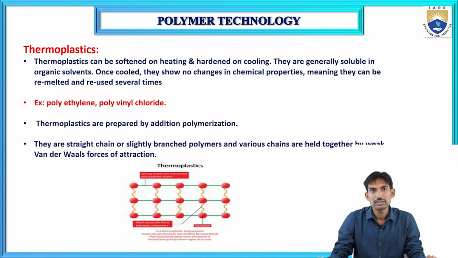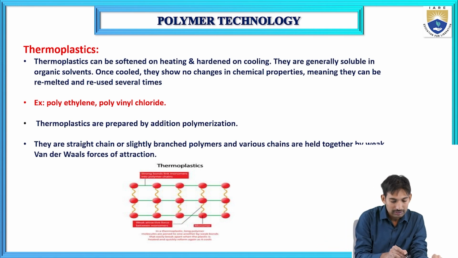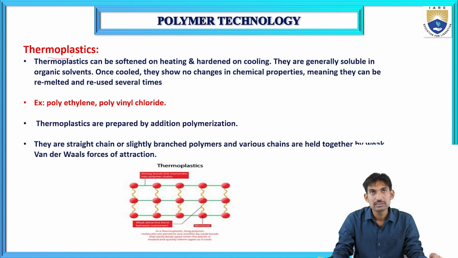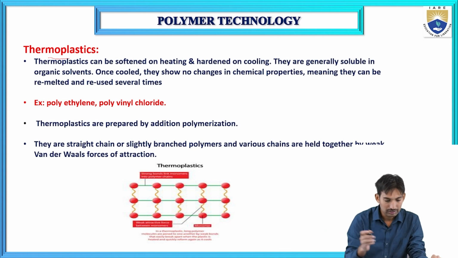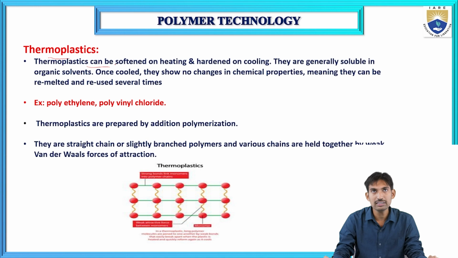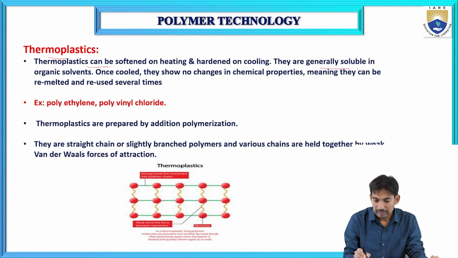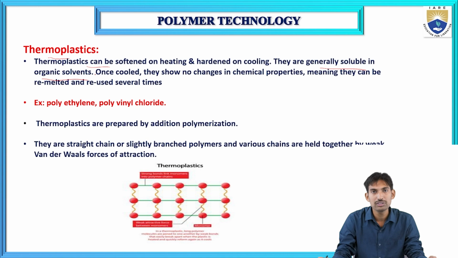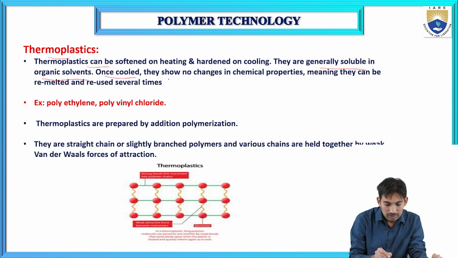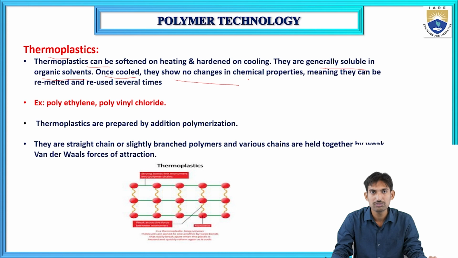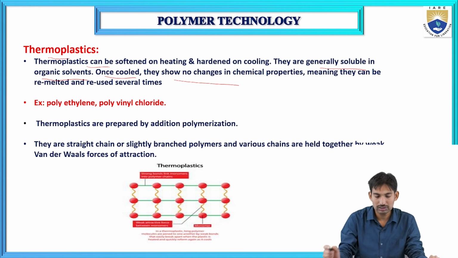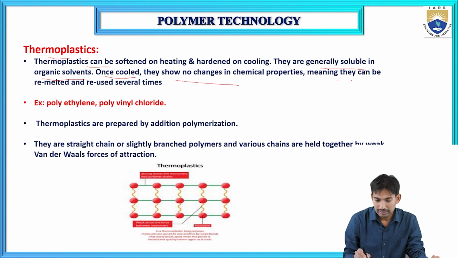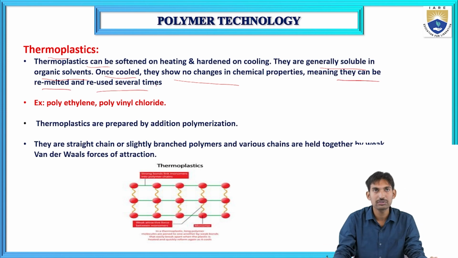In the yesterday video I discussed what is thermoplastic and what is thermosetting plastic. Again I am going to teach about thermoplastic. A thermoplastic can be softened on heating and hardened on cooling. They are generally soluble in organic solvents. Once cooled, they show no changes in chemical properties, meaning they can be remelted and reused several times.